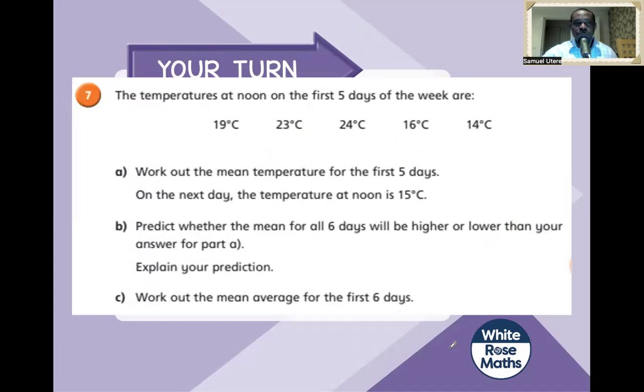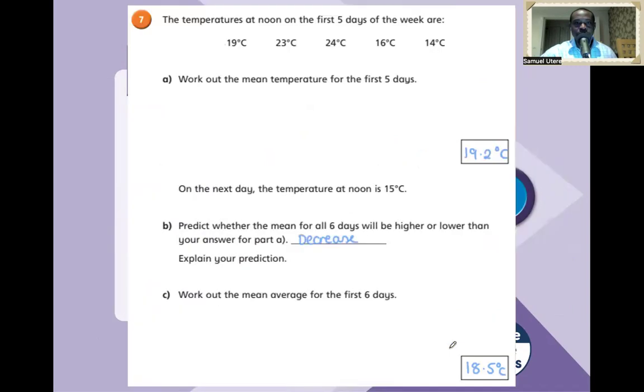Assuming you've paused the video and you've answered question 7, here are the answers. So here you're asked to work out the mean temperature for the first 5 days. So you add these all up and you divide by 5. And then you're told on the next day, the temperature at noon is 15 degrees. Predict whether the mean for all 6 days will be higher or lower than your answer for part A.